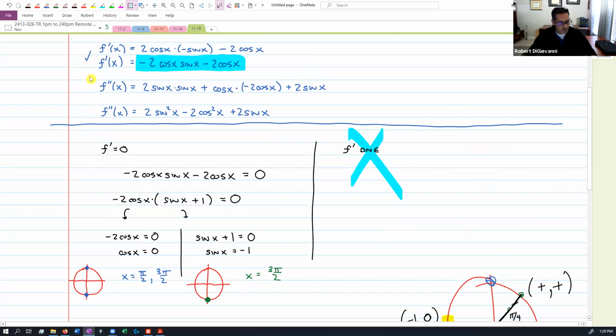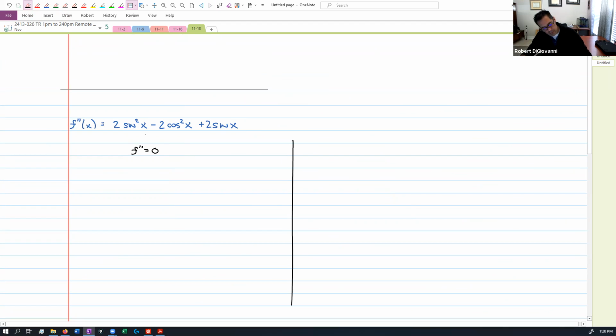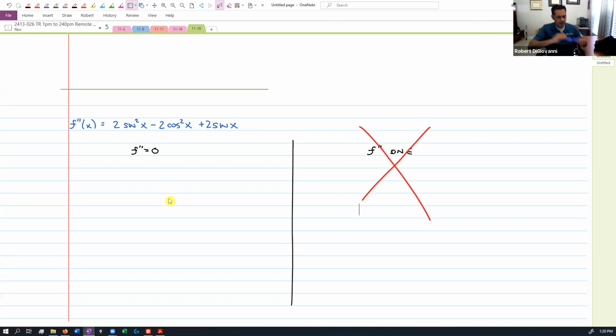So let's now do the second derivative, which was right here. And we have to run through everything again. We basically have to take this second derivative. We have to figure out where the second derivative is 0 and where the second derivative does not exist. Let's go ahead and get rid of this now, because when you look at the second derivative, there's just sines and cosines again, so there's no issues. But setting it to 0, that's a different story.